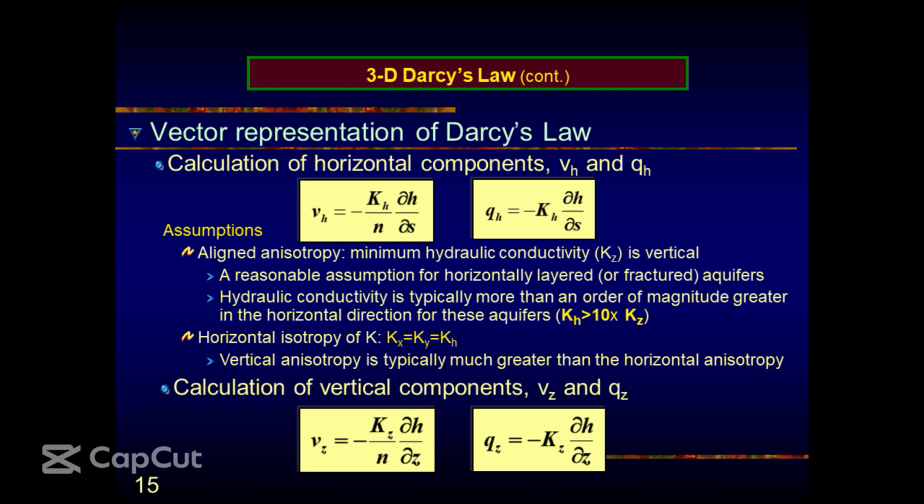But here we use a term called aligned anisotropy. What do you mean by that? I didn't ask you a question today, so I'll start with you. What do you mean by this aligned anisotropy?